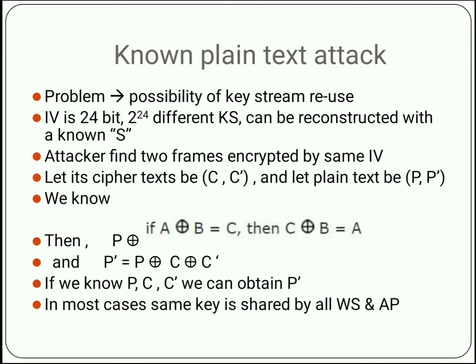So what happens is, P dash is equal to P XOR C XOR C dash. If we know P, C and C dash, it is very easy to obtain P dash. So the second plain text is easily retrieved from the first plain text, ciphertext, and the second ciphertext. And also in most cases, the same key is shared by the station and AP. So this is also a case where a plain text attack can occur.